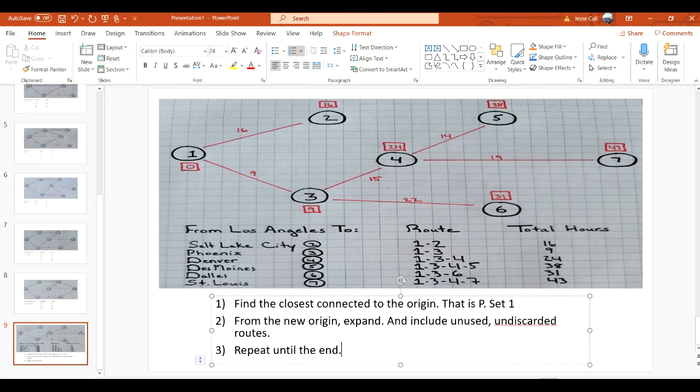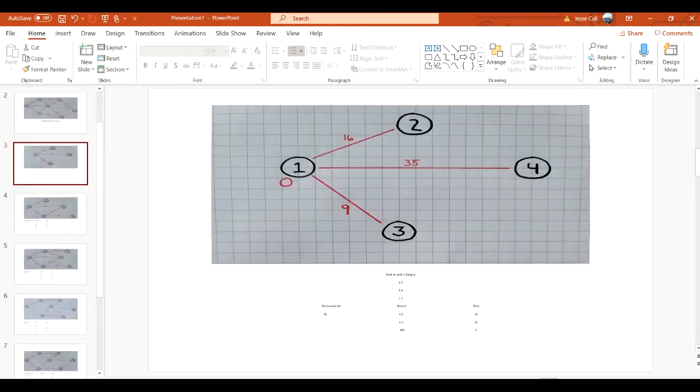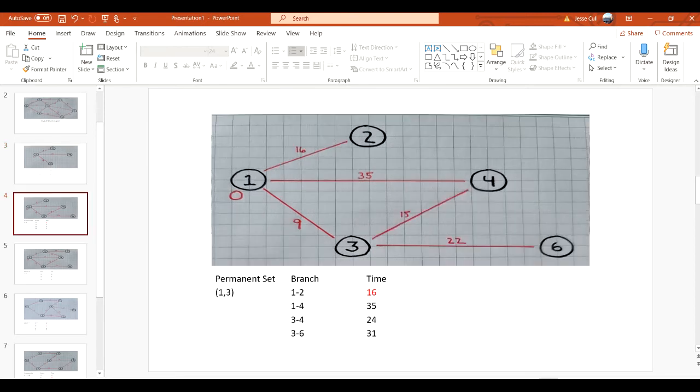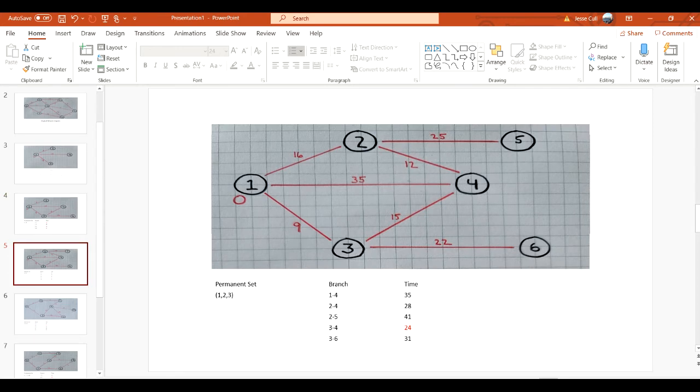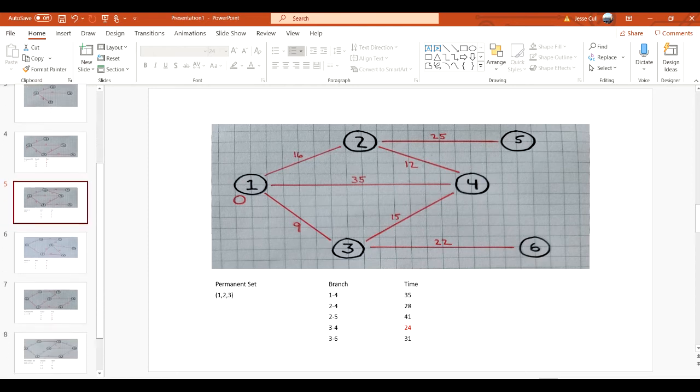So step 1, we go all the way back. You find the closest of these 3, which was number 3. Then you expand from number 3, but keep the unused, undiscarded routes. So we expanded from 3 to 4, 3 to 6, but we kept 1, 2, 1, 4 because they haven't been shown useless yet. Then from 1, 2 we expanded again to 2, 5, 2, 4, and we kept the other routes. And all we did was repeat that step right to the very end.